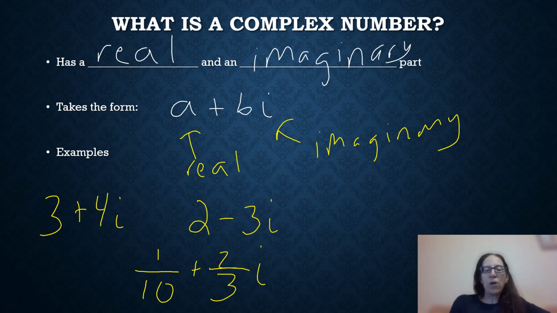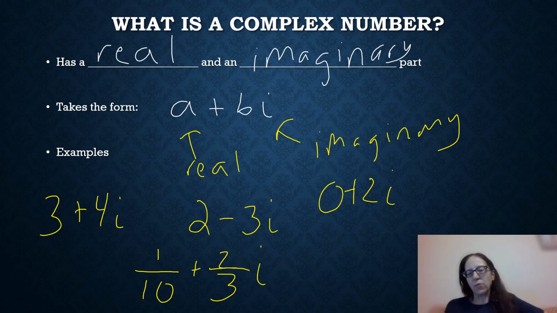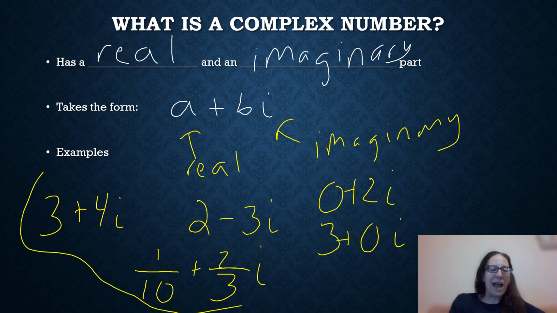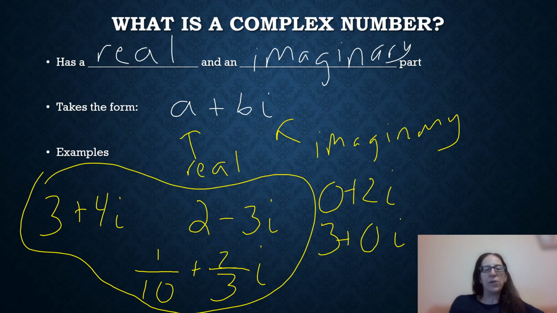Now, if the real part is 0, you could see somebody write it like 0 plus 2i. That would be considered what's called a pure imaginary number. And then most of our real numbers are actually 3 plus like 0i, where the imaginary part is nothing, is 0. Okay, but a complex number has both parts to it, and you put the real part first and the imaginary part second when you write it.